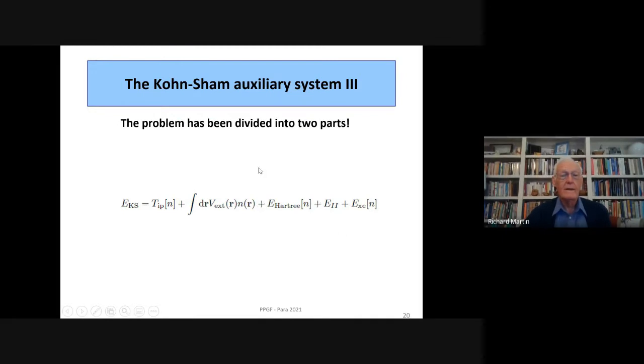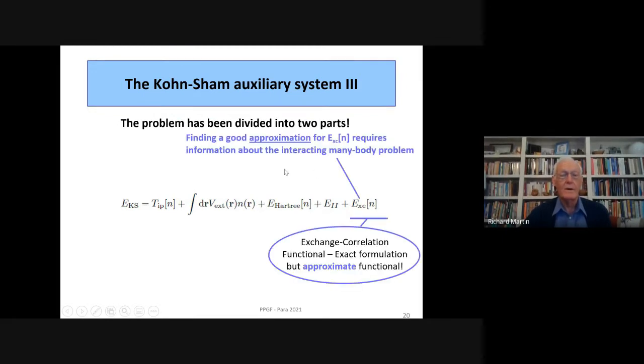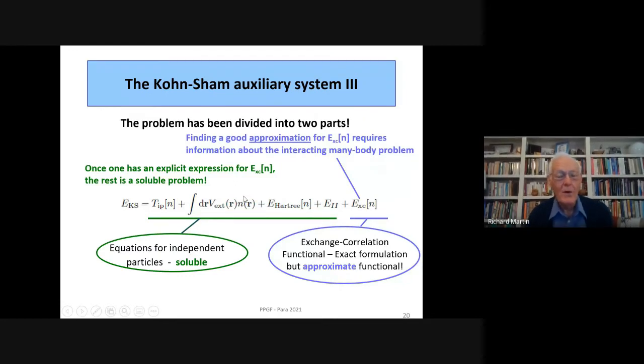So the key thing is that the problem has been divided into two parts. One part needs the many-body physics. That is, what is this object called the exchange correlation functional? It's determined by the many-body problem, and somehow you have to get information about the real many-body problem. And it will always be approximate, but that comes from somewhere. Once you have that somewhere, then all the rest is basically going to be a doable independent particle problem.